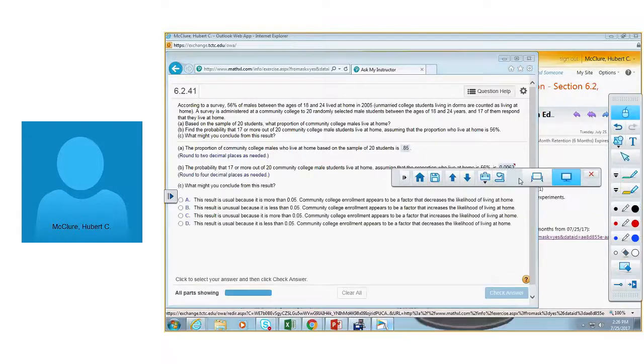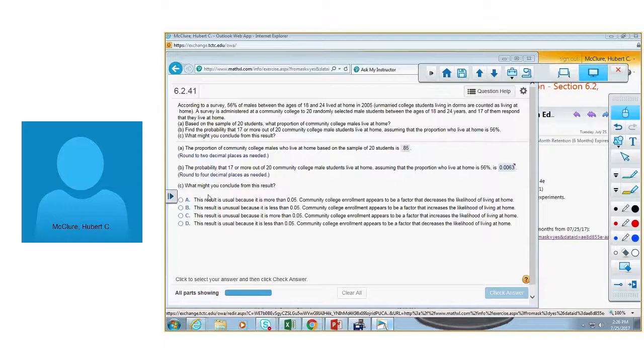Now look here. It says, what might you conclude from this result? The result is unusual. Well, they say that according to a survey, 56% of males between the ages of 18 and 24 live at home. We found out that 17 or more came out to be what? 0.85.